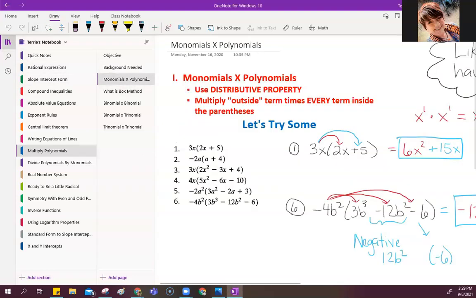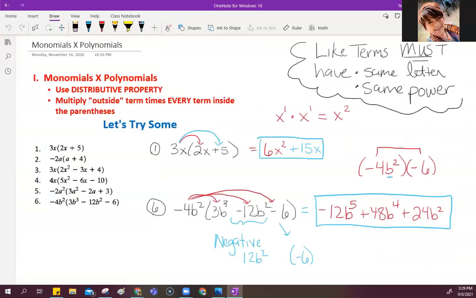First thing with product rule is monomials times polys. There's no easy way to do this. The only way really to do this is by distributive property. Outside times everything inside. I have number 1 and 6 on the screen for you. So it's just outside times each term.